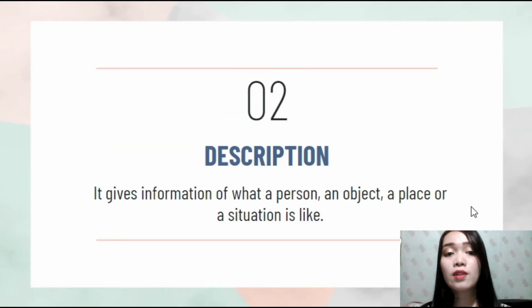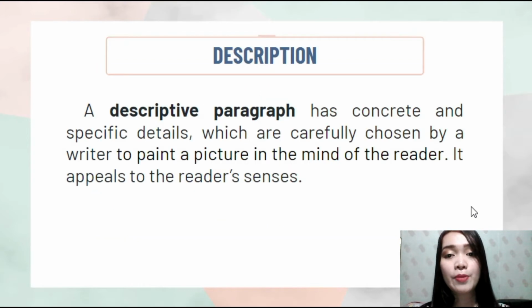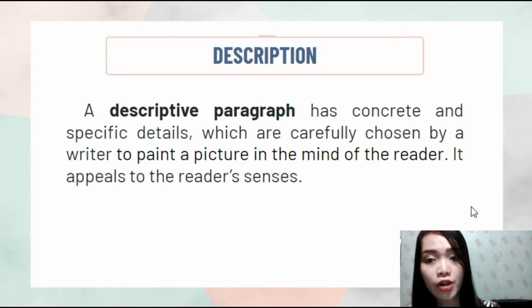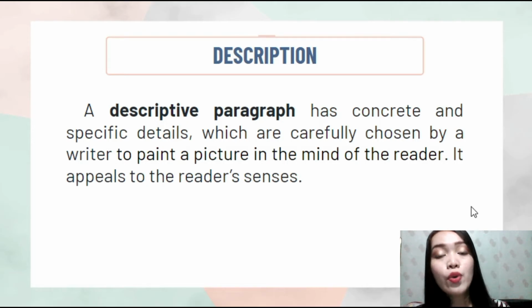Now, let's proceed with description. It gives information of what a person, an object, a place, or a situation is like. From the word itself, description, you are describing. A descriptive paragraph has concrete and specific details which are carefully chosen by a writer to paint a picture in the minds of the reader. It appeals to the reader's senses. So you are creating a picture out of words.